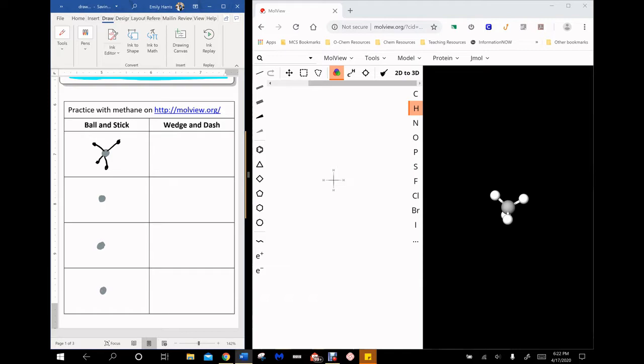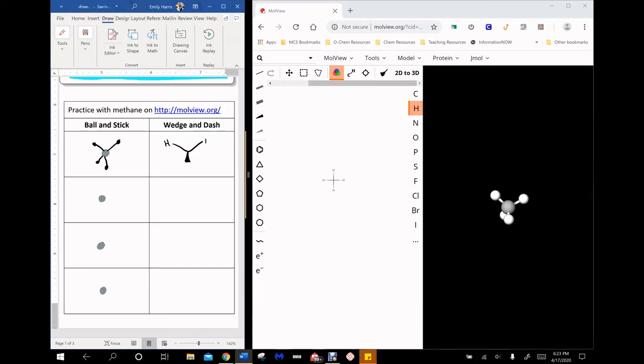Okay, but now on to the wedge and dash. So we have our carbon in the middle, and the 2 atoms that are at the top of methane here, in the V, those are going to be in the same plane. So we'll draw them at an obtuse angle. Then we have 1 carbon sticking out to the front, or 1 hydrogen rather.